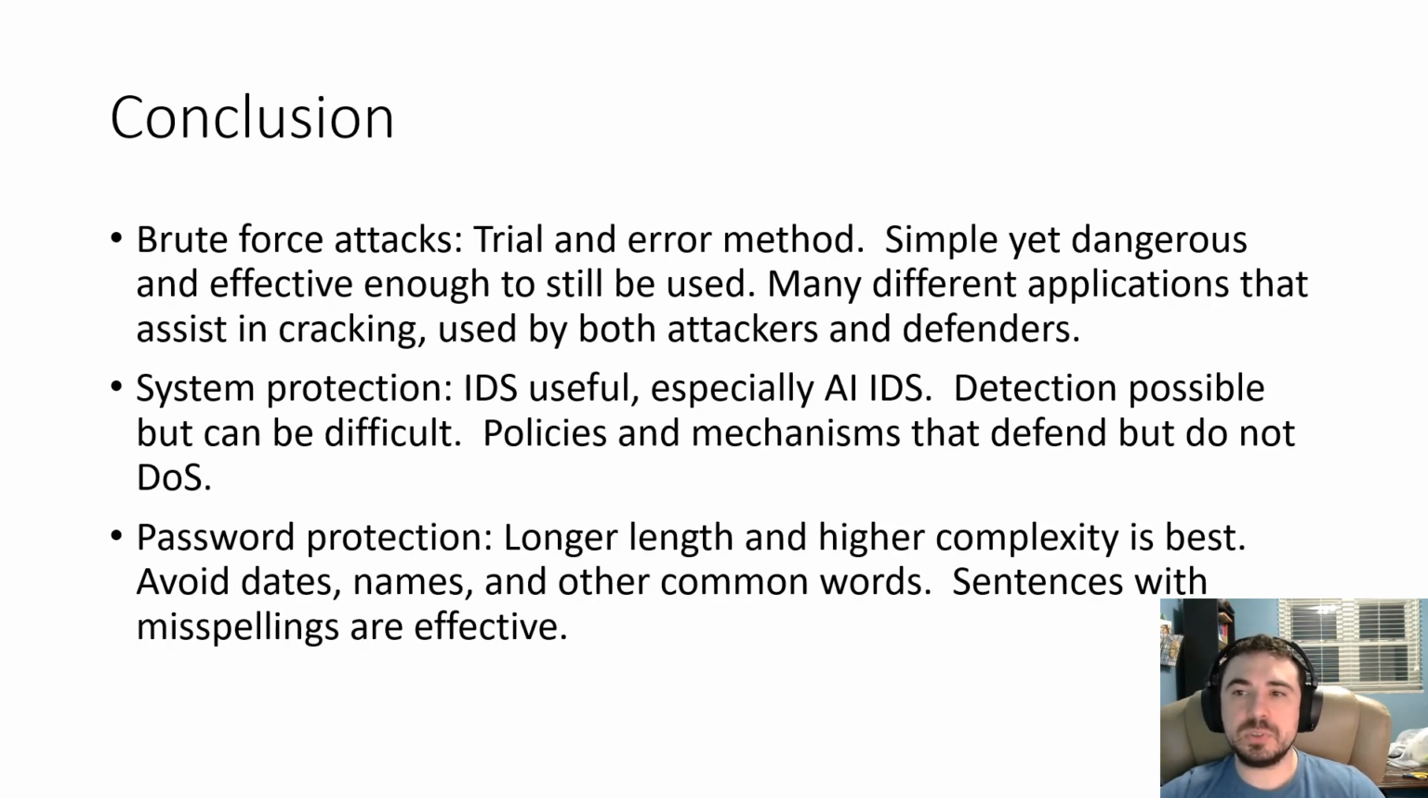In conclusion, brute force attacks, trial and error method, simple yet dangerous, and effective enough to still be used. Many different applications of system cracking used by both attackers and defenders. System protection: IDS useful, especially ones that learn, like AI IDS. Detection possible, but can be difficult, and policies and mechanisms that defend but do not cause a denial of service should be used. Password protection: use a longer length, higher complexity, avoid dates, names, other common words, and sentences with misspellings are most effective.